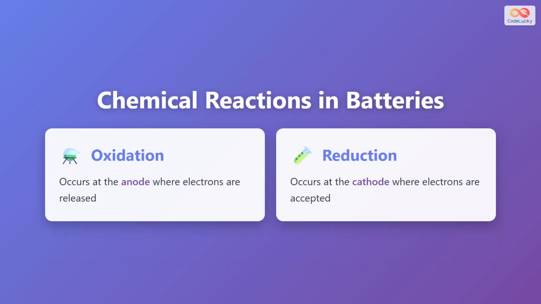Two key chemical reactions happen inside a battery. Oxidation occurs at the anode, where electrons are released into the circuit. Reduction occurs at the cathode, where electrons are accepted from the circuit. These reactions happen simultaneously and are what drive the flow of electricity. Remember, oxidation loses electrons and reduction gains electrons.